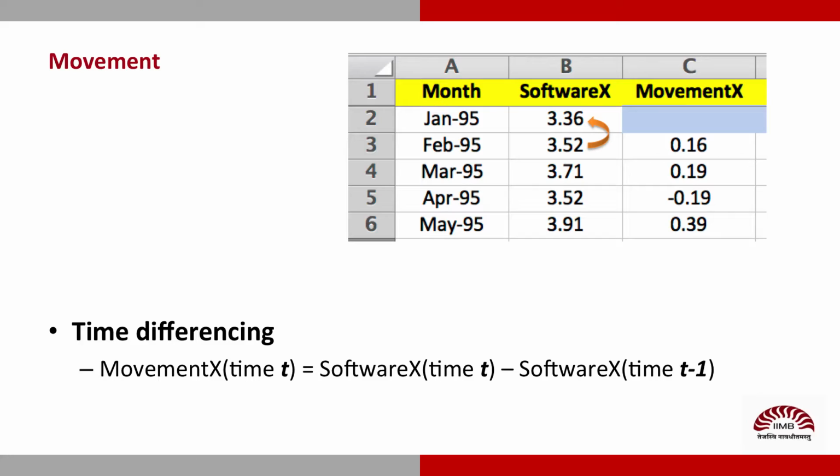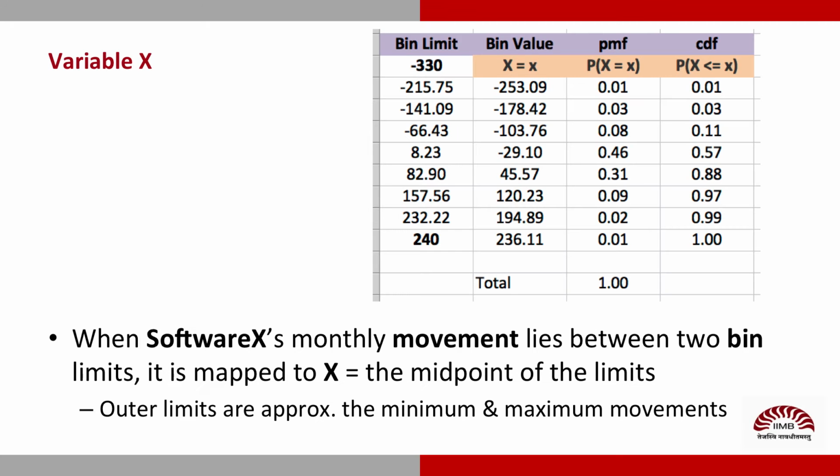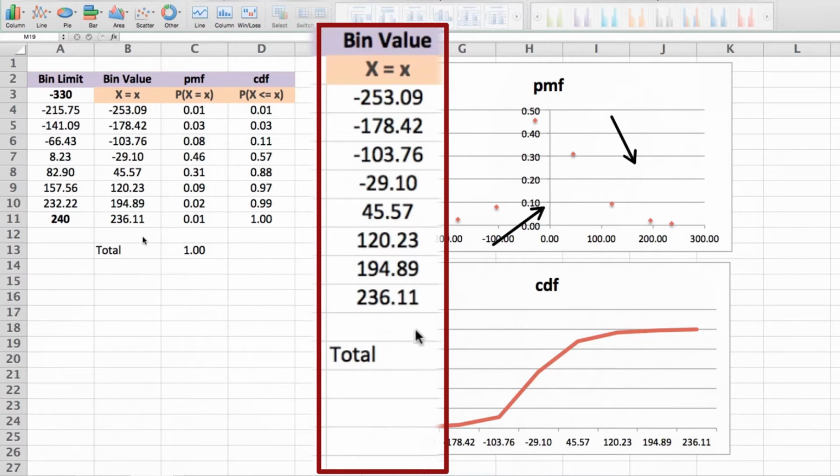It's not enough to know whether the stock has gone up the next month. What also matters is by how much. In our last segment, we time differenced the prices to get movements for Software X. We then created a frequency table. Based on these bin values, we'll now define a new variable X, which will roughly represent our stock's movements over a month. Just keep in mind, X is not the stock price, it's a movement. Notice that our new variable X takes these values over here, there are 8 of them. They are our bin values.